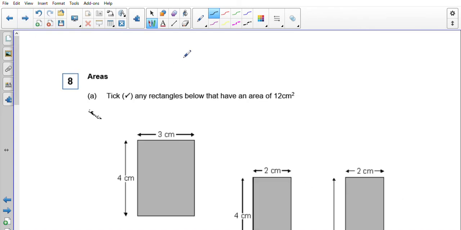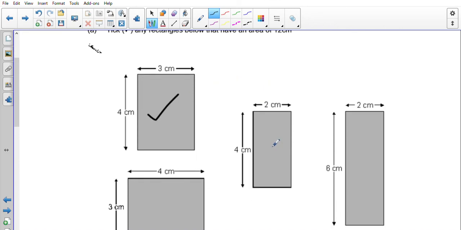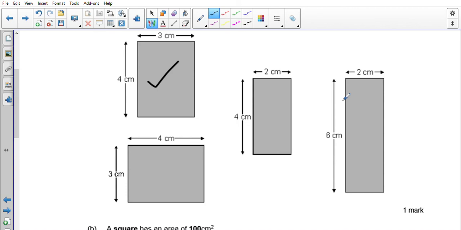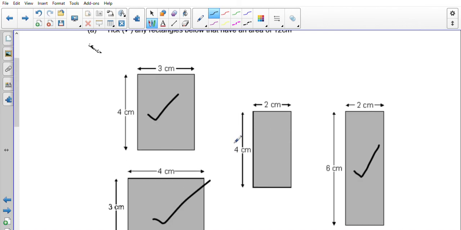Question 8, tick any rectangles below that have an area of 12 centimetres squared. Area is length times width, so this should be fairly straightforward. 3 times 4 is 12 centimetres squared. Yep. 2 times 4 is 8 centimetres squared. No. 2 times 6 is 12 centimetres squared. Yep. 3 times 4 is 12 centimetres squared. Yep. So there's 3 of those to be ticked.